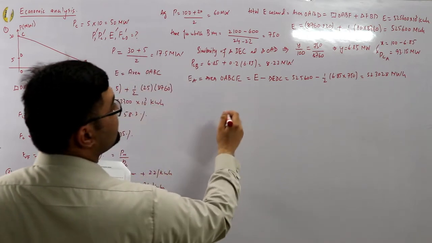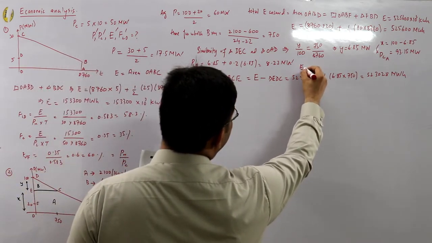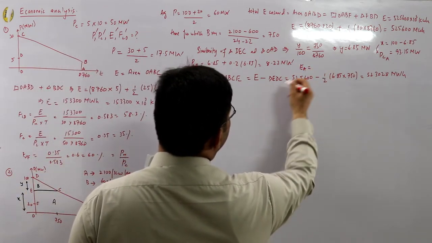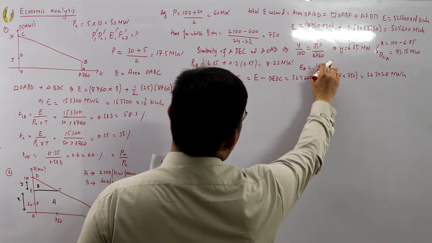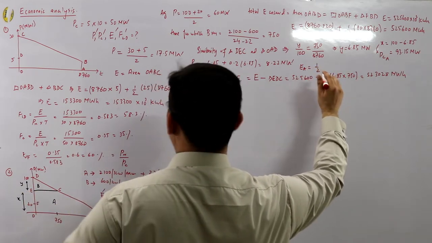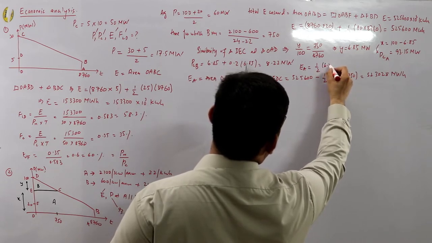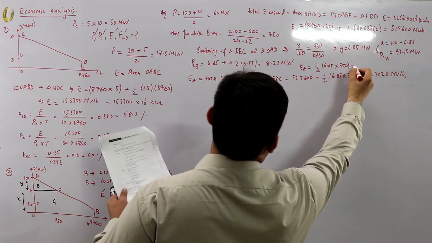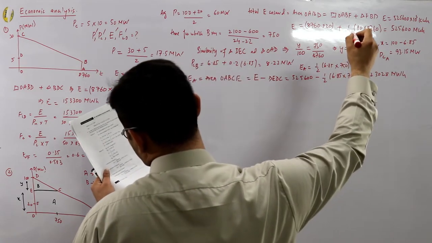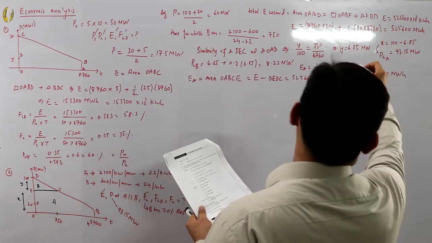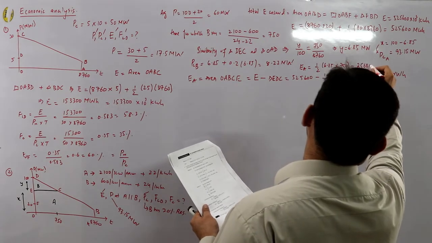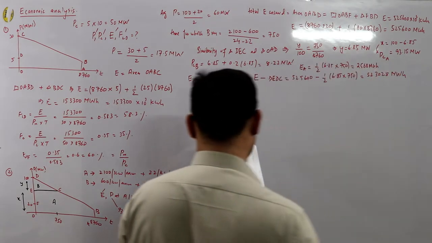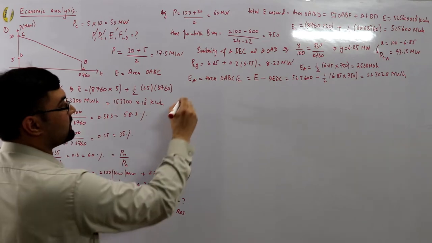Similarly, the energy unit supplied by B is the area of this triangle, half of Y, which is 6.85, multiplied with X, which is 750. This comes out to be 2568 megawatt hours. So now you can find out the load factors.